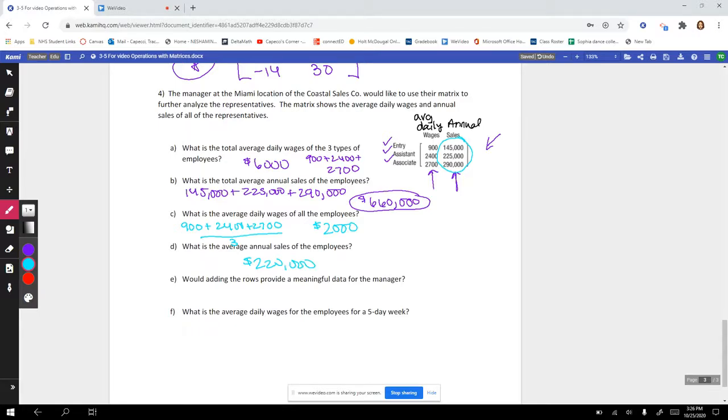Would adding the rows provide meaningful data for the managers? What they mean is I have three different rows here. If I add this together and this together and this together, would that be some sort of meaningful data? It would not, because the columns are not related. One's talking about how much they get paid and one's talking about how much they sell. So the columns aren't related.